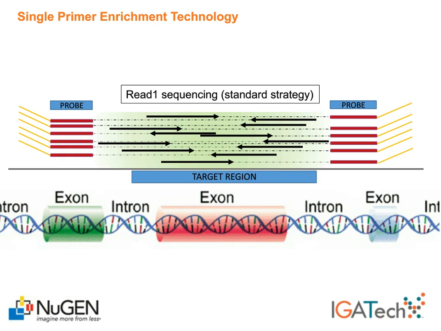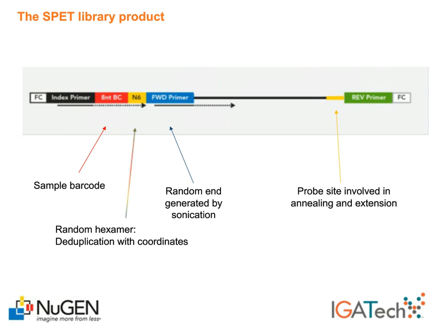The typical structure of the library is depicted in this slide, where the right end is defined by the probing site. The other, generated by sonication, contains the sample barcode along with a sequence of 6 random bases, which are used in downstream analysis for removing the duplicates of PCR.